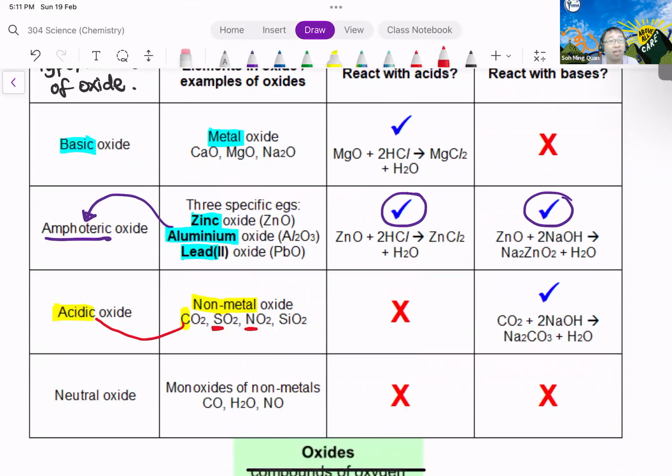Now, neutral, you just have to learn the common examples. The most common example, of course, is water. Water is neutral, right? Besides that, carbon monoxide, also neutral.